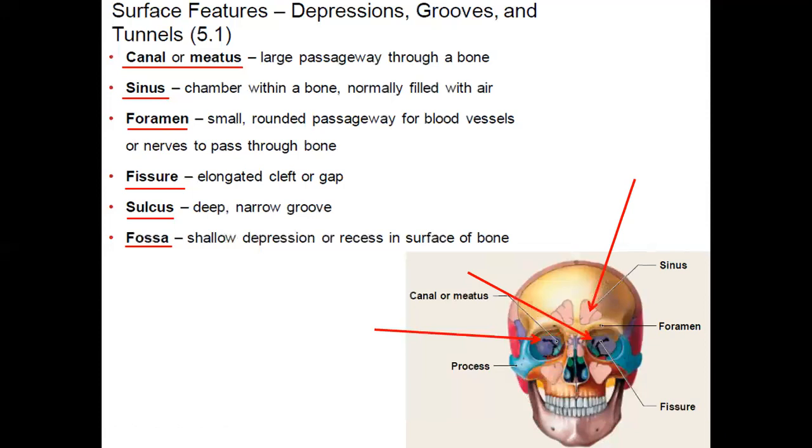A fissure is like somebody took a knife and just stabbed it through the bone. It's kind of this elongated gap. It doesn't really have a shape to it. But right here is an example of a fissure.